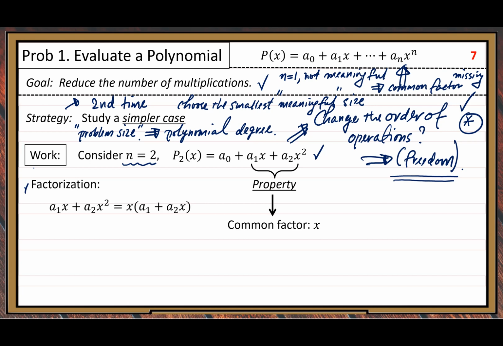So the factorization is like this. We factor that x out, then parenthesis a1 plus a2x. That's the form change. You can see the left-hand side and right-hand side have the same value, but in different forms. Different forms, different structures will give us different evaluation order. So think about this structure change resulting in a different evaluation order.